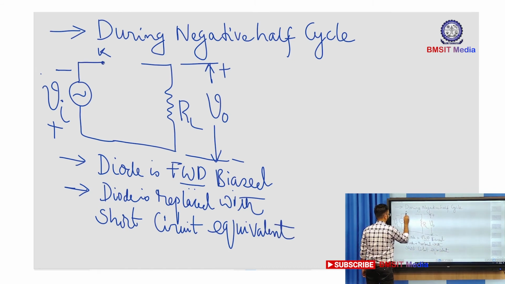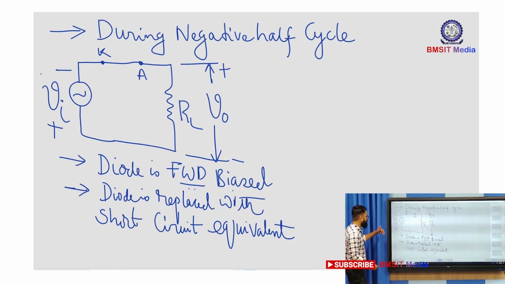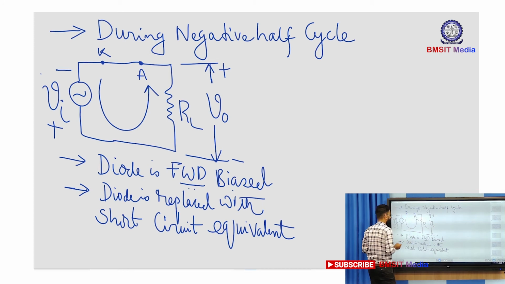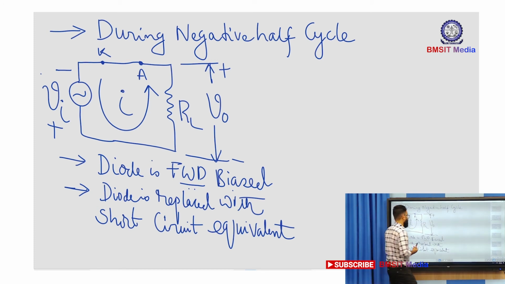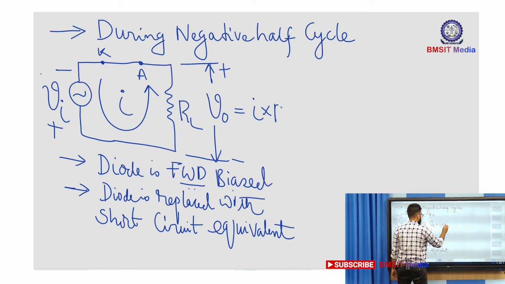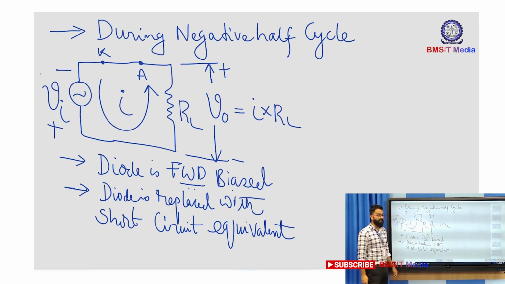So this is the cathode and this is the anode. Okay, since I have changed the polarity, I am going to assign the current direction in line with the source polarity, and this is how the current is going to flow. So current flows in a closed circuit. So V naught is going to be I into RL. So you can say that during the negative half cycle there exists an output voltage.